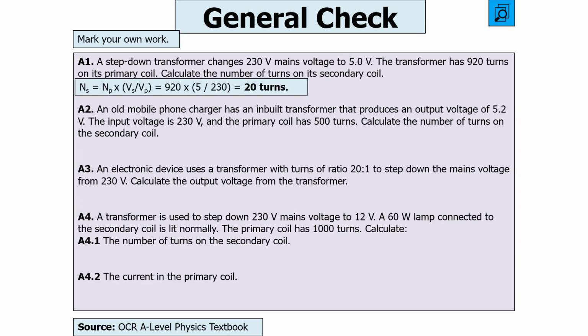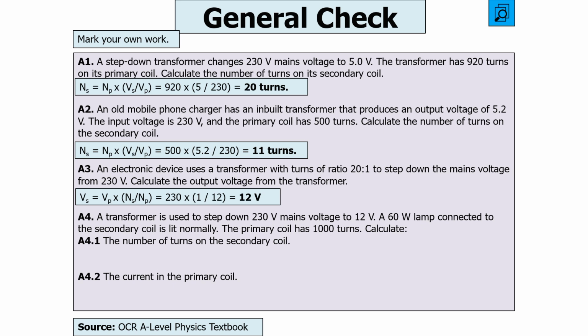Right, in this first one, we're using our transformer equation, which is Ns over Np equals Vs over Vp. N is directly proportional to V in a transformer. Pop in all the values so you get out 20 turns. This next one again, we're using Ns equals Np times Vs over Vp. Again, the transformer equation, the equation given to you in your exam, we get 11 turns. That feels right because the secondary voltage is lower, so therefore the number of turns should be lower as well.